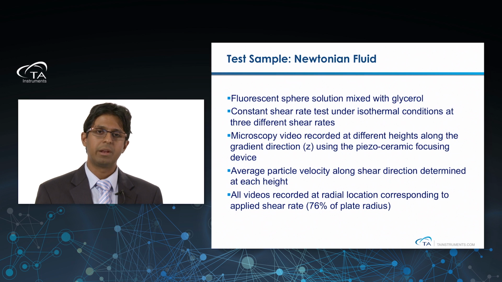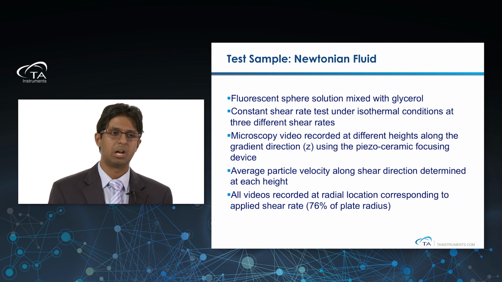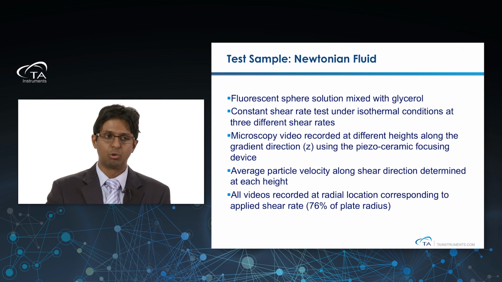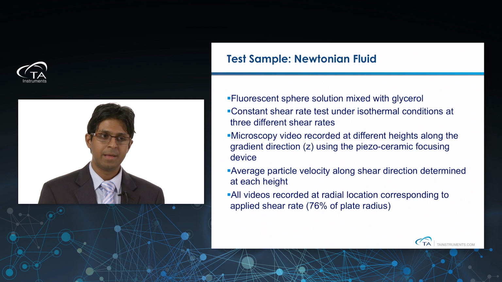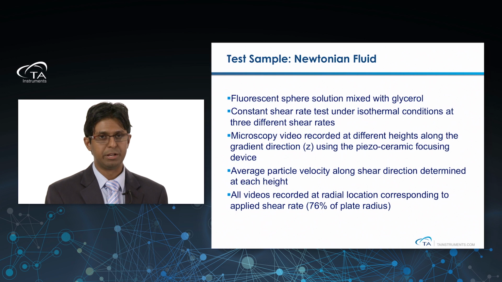And then the videos were analyzed to look at the average particle velocity along the shear direction at each location. All of these videos were recorded at the radial location that corresponds to the average applied shear rate. This is the point at which we report the shear stress, and that is about 76% of the plate radius.